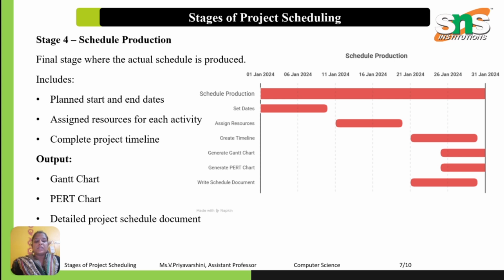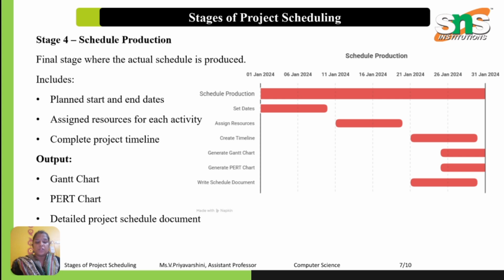What does the schedule include? Start date of each activity, end date of each activity, duration of task, assigned resources, project milestones. So for example, suppose we are developing a library management system. Activity duration: requirement gathering 1 week, system design 1 week, coding 4 weeks, testing 2 weeks, deployment 1 week. So this schedule clearly shows when each activity begins and ends.